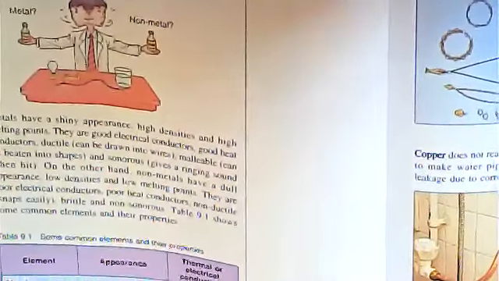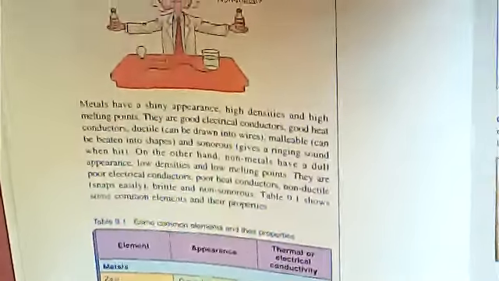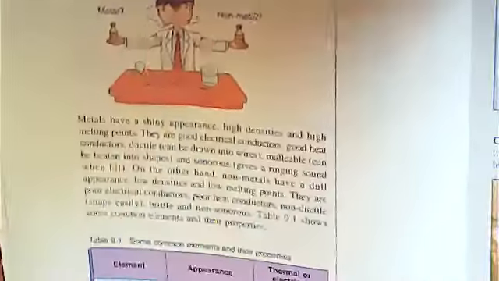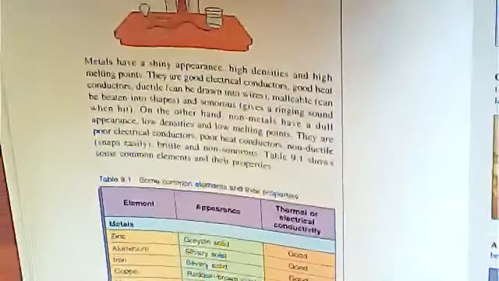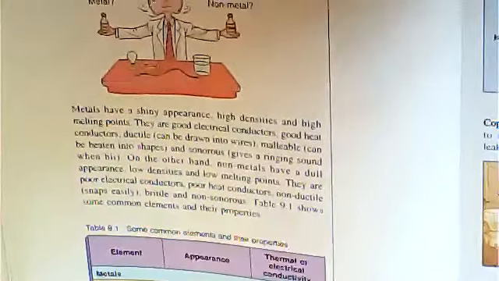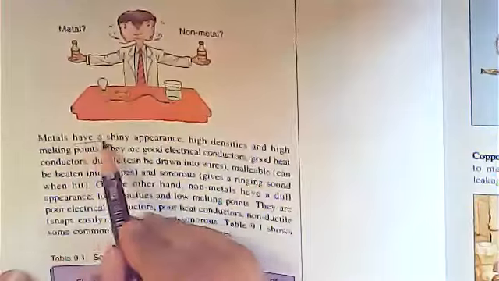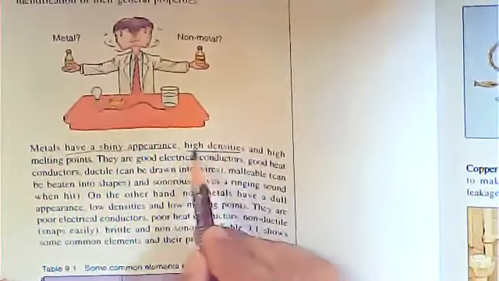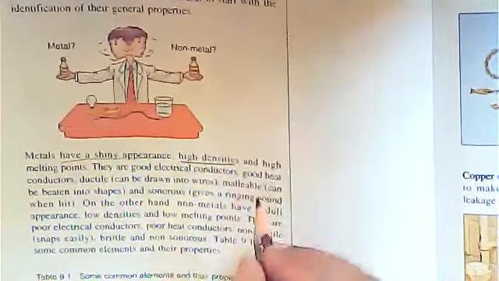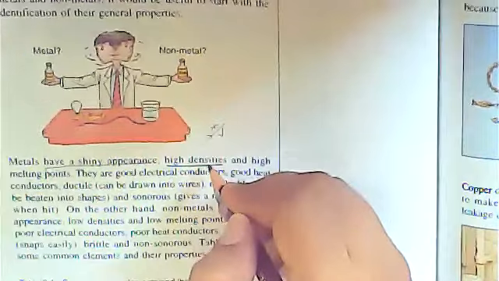Now, next is this one, metals and non-metals. How will you decide that the given thing is a metal or a non-metal? Number one, metals have a shiny appearance. High densities. Density is mass divided by volume. Mass per unit volume is called the density of the substance.